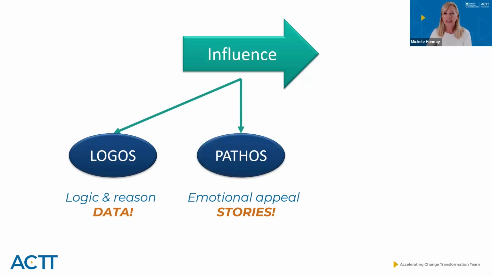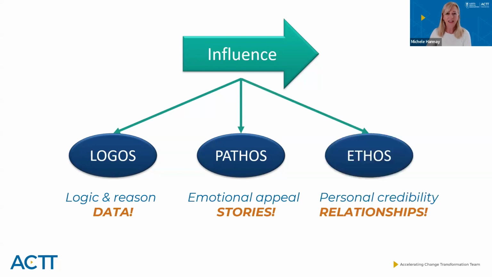So when we feel any emotion in relation to a concept, we're much more likely to pay attention, to remember, and to care. So think of those Tim Hortons commercials that come out at Christmas. Those are totally using pathos to get to us.